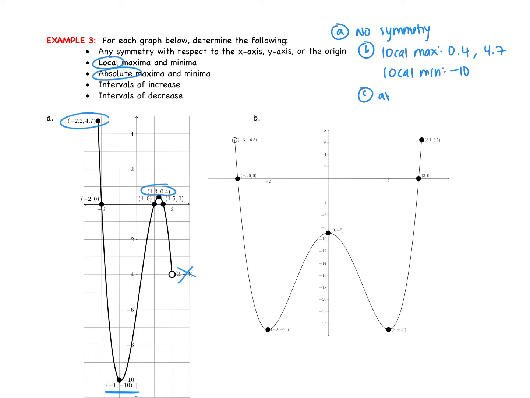In C, when it asks us for an absolute max and an absolute minimum, it is the single highest point and the single lowest point. So for absolute max, we said there were 2 maximums that were local or relative. When you are asked for an absolute, you're picking the biggest one. So this would be our absolute maximum because it's the highest one on the graph. So that's 4.7. There was only one minimum, and it's the lowest point on the graph. So we say that that point is negative 10.